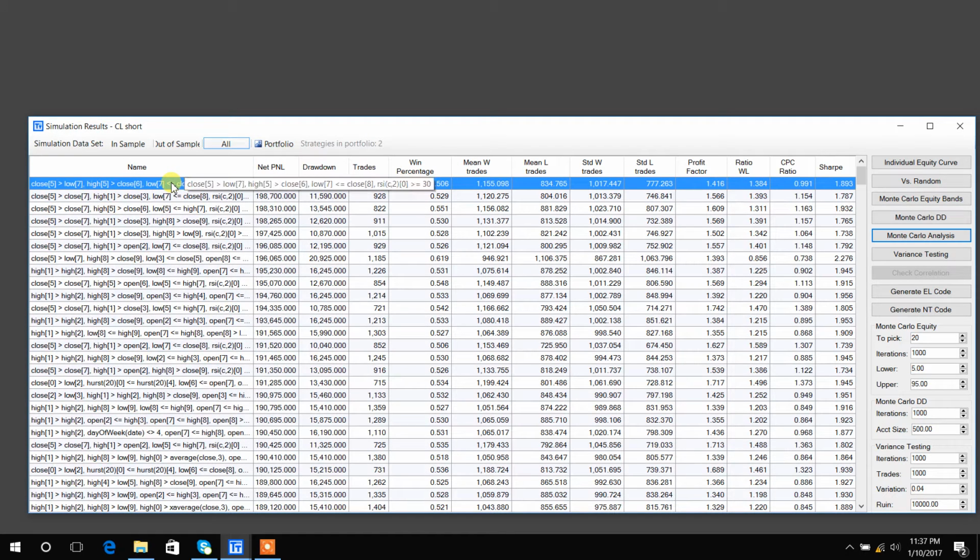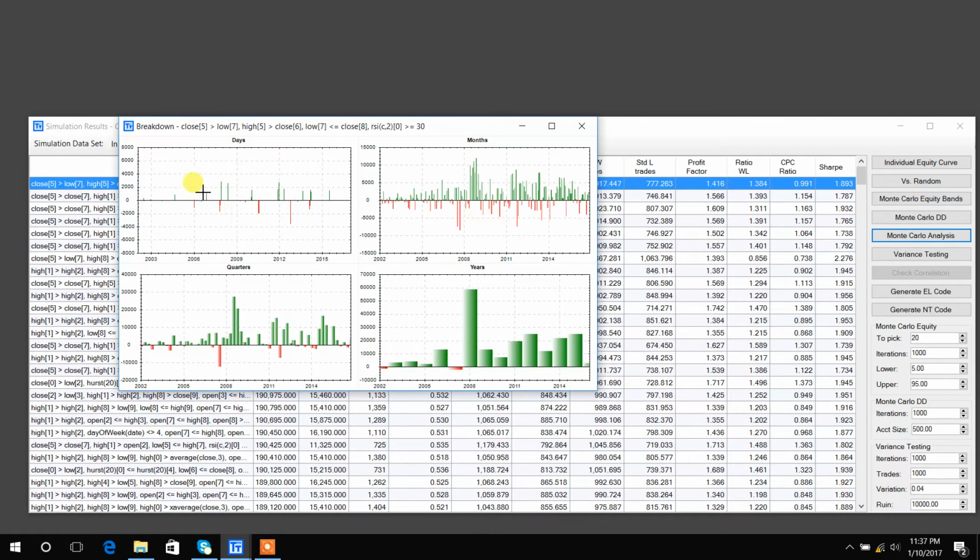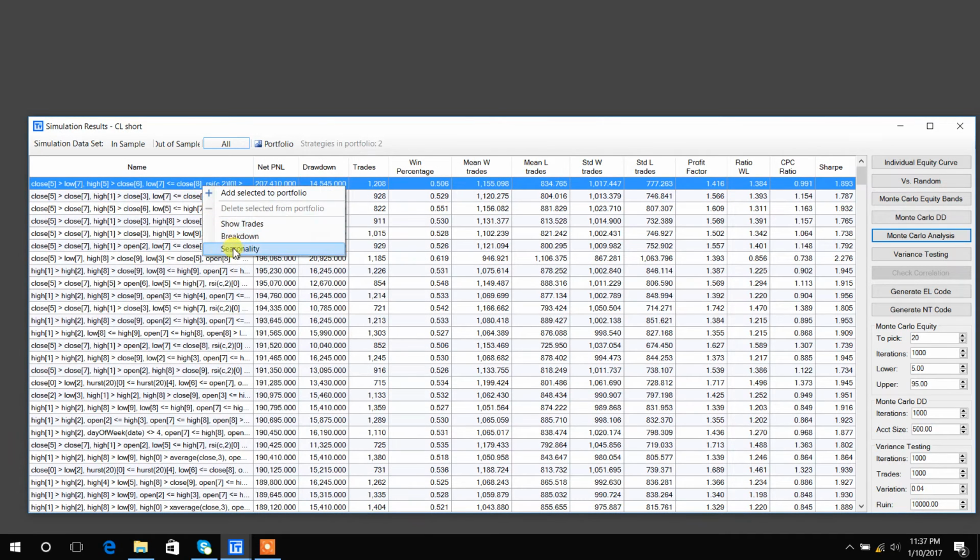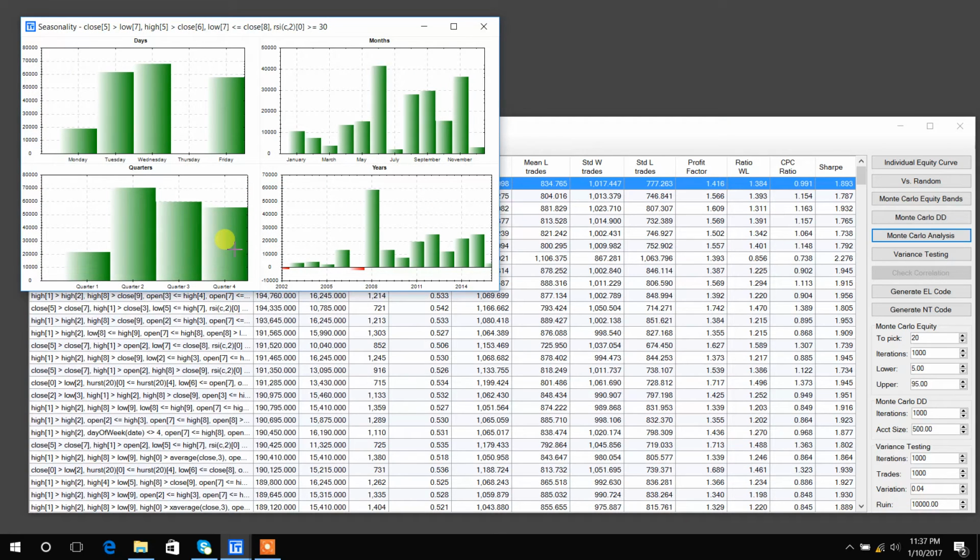Okay, another set of features is if you right-click on a selected strategy, you can see this breakdown and seasonality option. Breakdown just shows how the strategy did on each day or each month or each quarter or each year of the backtest. That's pretty straightforward. And seasonality shows the same thing, but it's cumulative totals. So for example, this Friday is the total P&L from all trades that were taken on a Friday. So hopefully with this information, you might see some seasonal edges, like maybe you want to turn this strategy off in July or December because it seems to underperform. Just an idea, not a suggestion or recommendation.